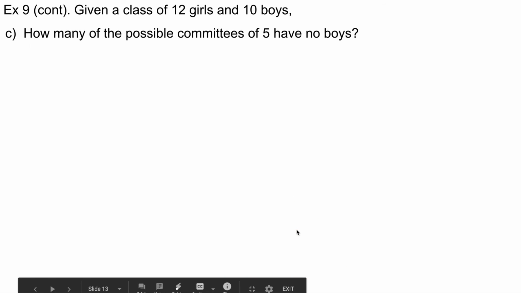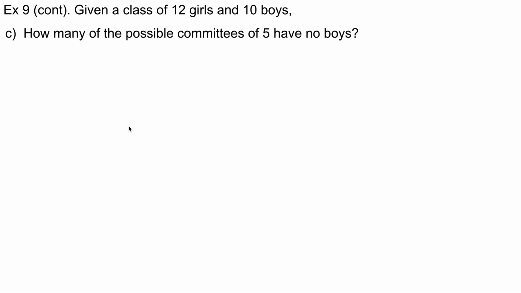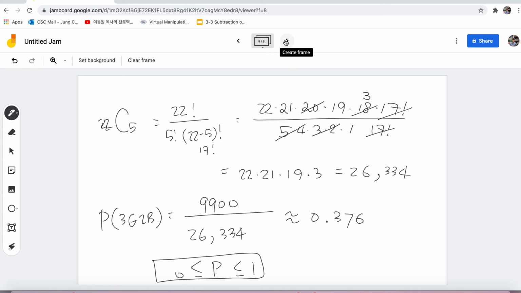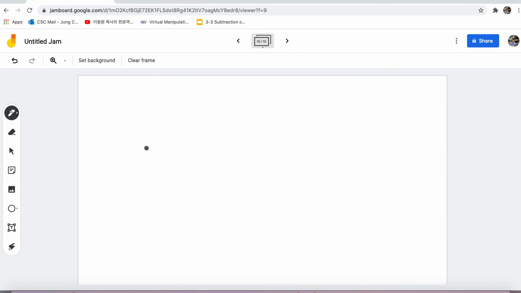Using the same problem, it's continued, okay? Part C is asking you to find how many of the possible committees of 5 have no boys. 5 with no boys. So you still choose 5 committee members out of what?